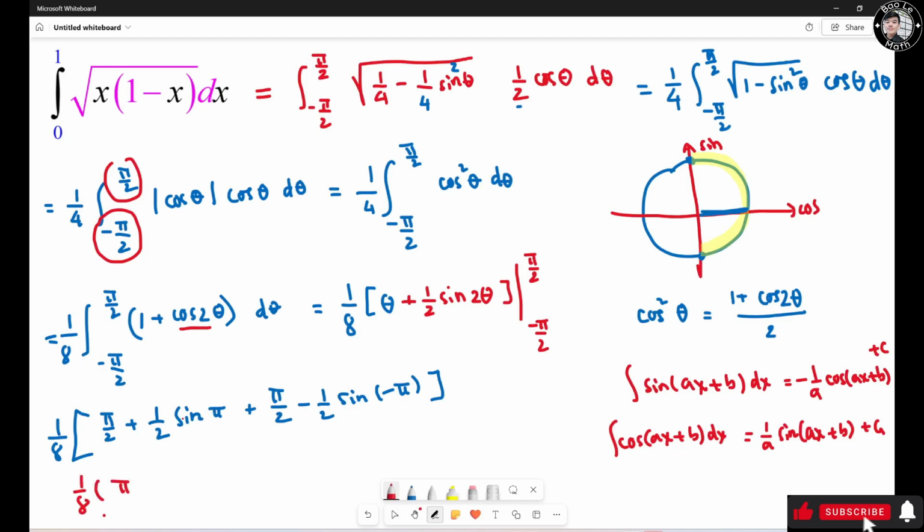Now sine pi equals 0, so this is 0. Now sine of negative pi is going to be negative sine of pi, and it's still 0. So the final answer must be pi/8.